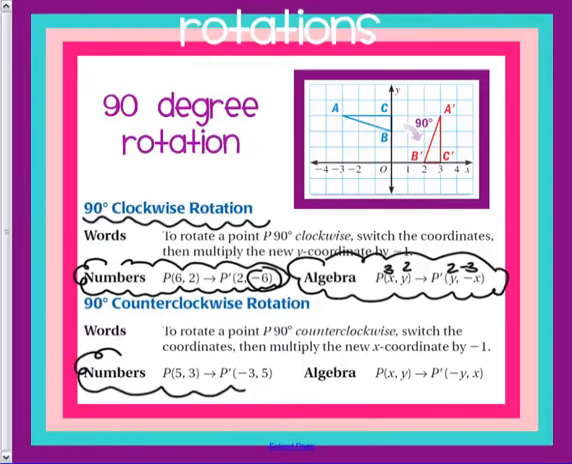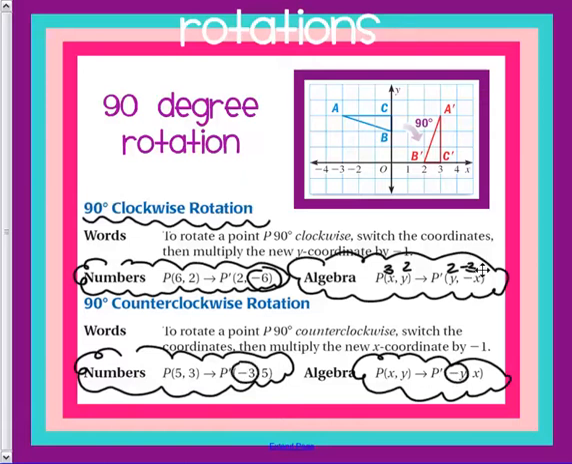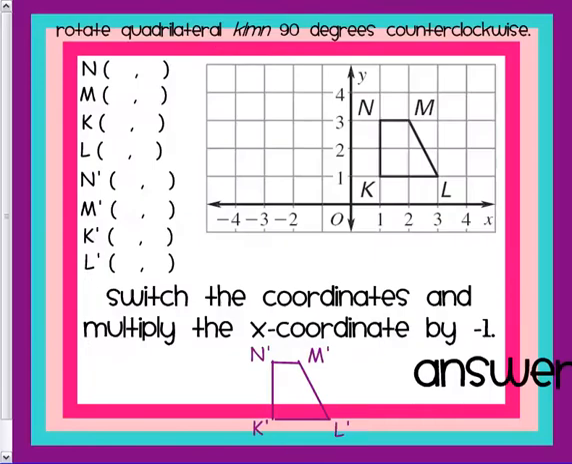Counterclockwise, the numbers still flip-flop, but the x coordinate has changed to a negative. So if you notice, the 5 becomes the y, and the 3 that was the y becomes the x, but the x is negative in both of these, while up here the y coordinate was negative. Okay, so let's try one applying these algorithms.